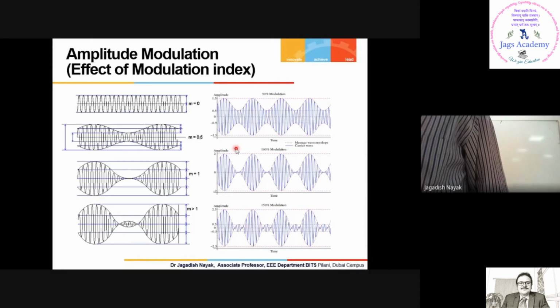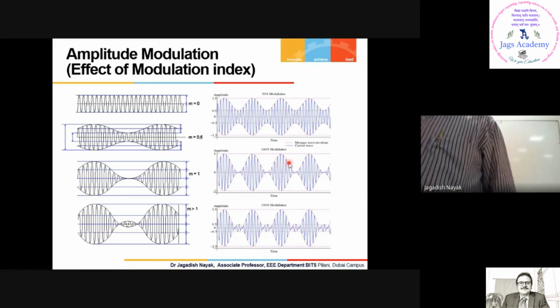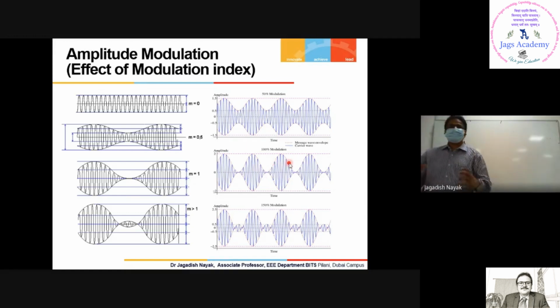And you have one more example here. Can you see this is a MATLAB generated example? This modulation index is also measured in the form of percentage. 50% means 0.5, 100% means 1, 80% means 0.8. So we call it percentage modulation. It's called modulation index. Have you understood this?